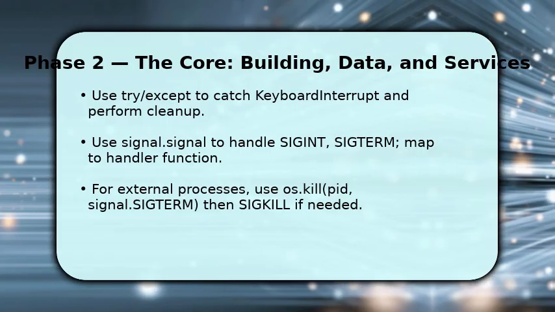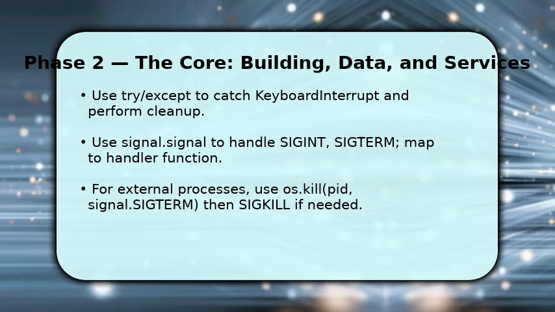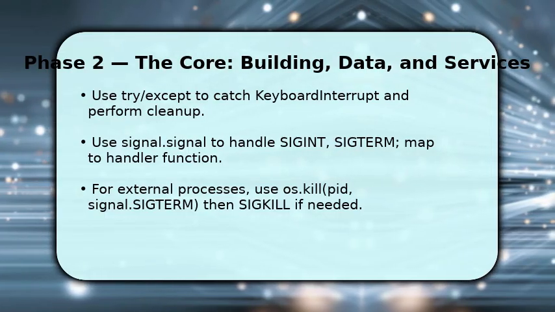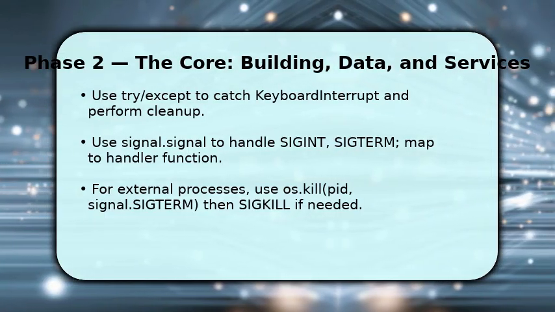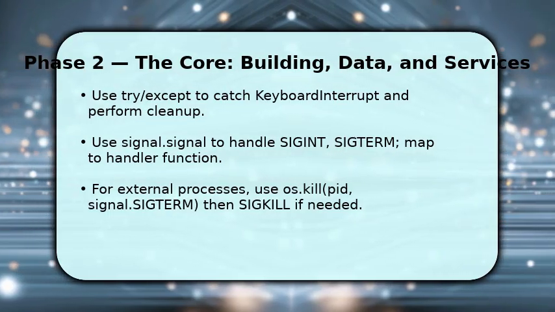For external processes, call os.kill(PID, signal.SIGTERM) to request termination. Wait a short timeout, then escalate to signal.SIGKILL if the process refuses. Make sure to log actions and avoid leaving resources locked.